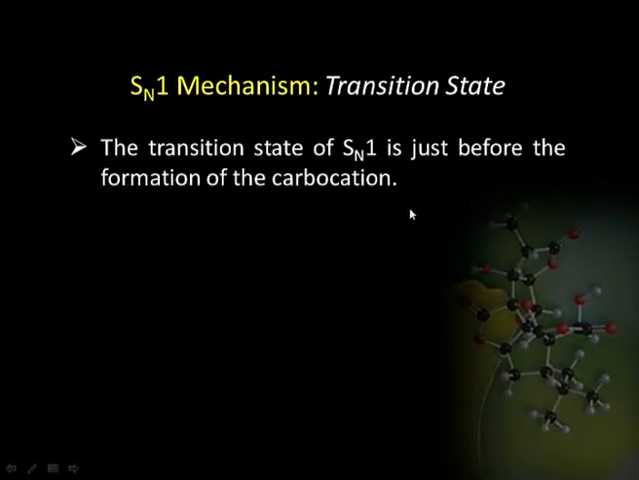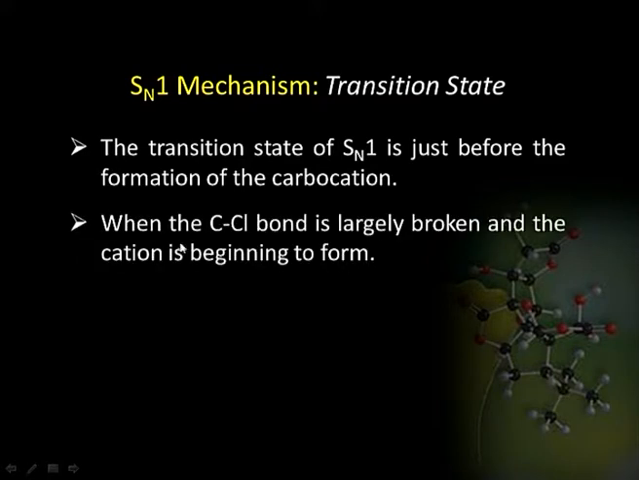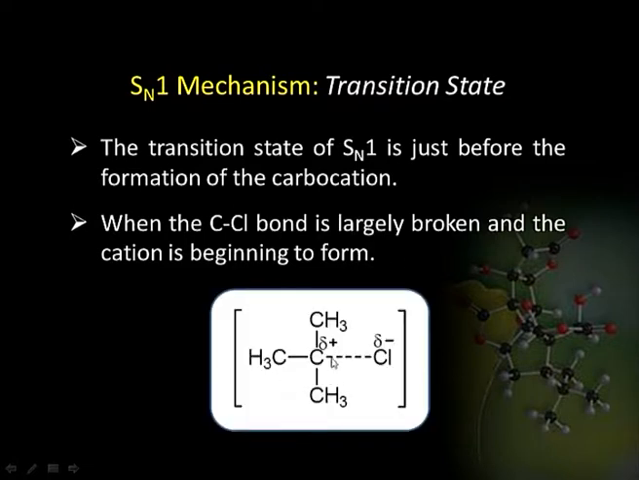In case of SN1 mechanism, there are two transition states actually. This is the transition state just before the formation of the carbocation, when the C-Cl bond is largely broken and the cation is beginning to form. So, as you can see, this is delta plus, delta negative, this is the bond which is partially getting broken and Cl is trying to leave as the leaving group.